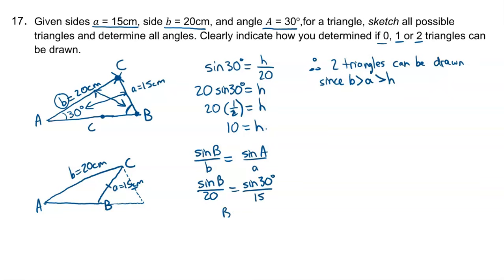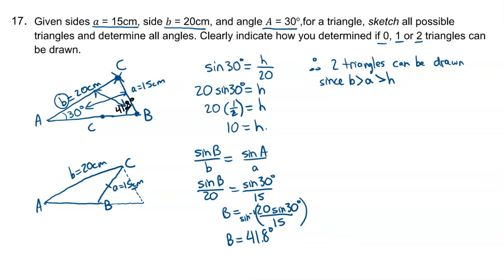So if I rearrange that, I get sine of B is equal to 20 times sine of 30 divided by 15, and then I take the sine inverse of all of that to get B by itself, and so I get B to be an angle of 41.8 degrees. So what that means is in the diagram right here we have B is 41.8 degrees.